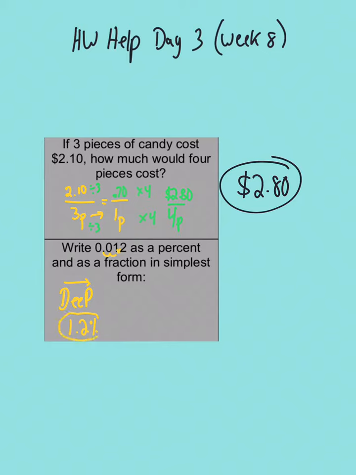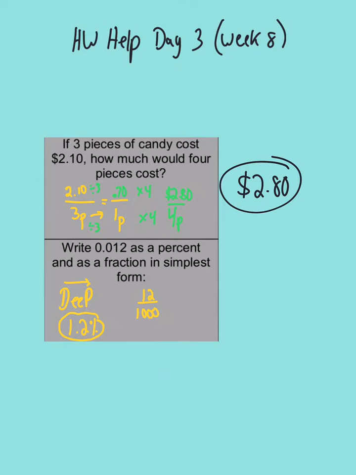1.2%. Now, to get my fraction, remember the steps. Say it, write it, reduce it. So I'm going to start by saying the decimal, which is 12 thousandths. Then I'm going to write that as a fraction, 12 thousandths. And then I'm going to reduce it.